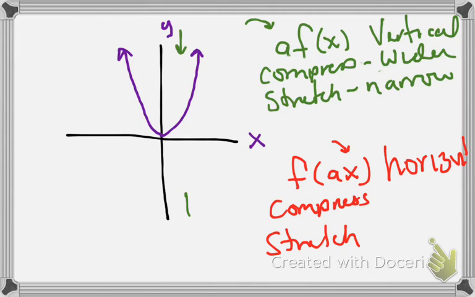On the horizontal, if you compress the horizontal, it's going to be narrow. If you stretch it, it's going to be wider. We're talking about the shape of the parabola. So here we go. Let's do an example, and I think if we do an example, you'll understand a little bit.